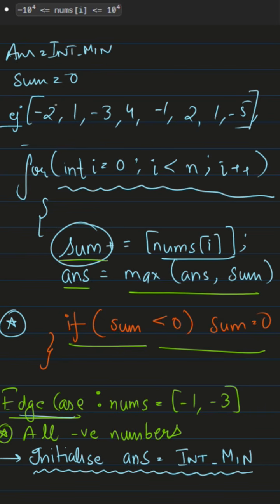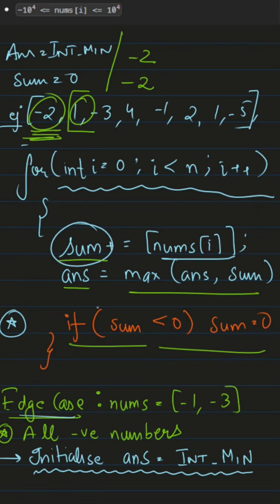For example, in this case, let's take this test case. If we take the first element, the sum is going to be -2. Answer is going to be the maximum of int min and sum, which is also -2. But if you see that now the sum is less than 0, for the next element it's just better to start the subarray directly from that element, because there is no point in taking this element inside our subarray, because we have to find the maximum sum.